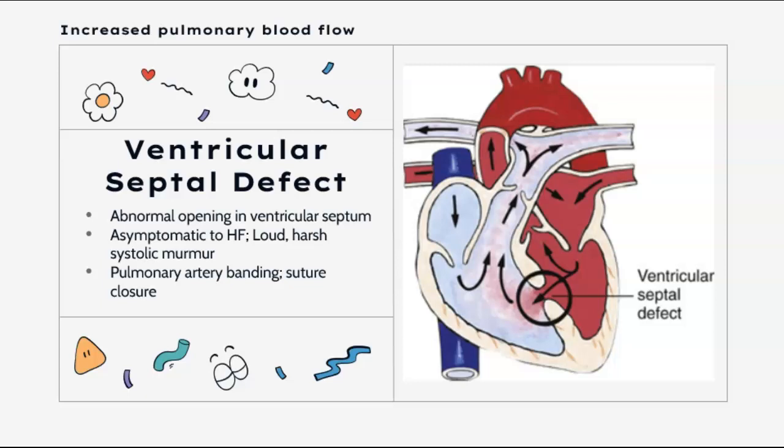Treatment: some of these VSDs can close spontaneously. Palliative treatment is a pulmonary artery banding, where a band is placed around the main pulmonary artery to decrease pulmonary blood flow. And others might require open heart surgery using sutures to close the defect or a Dacron patch that is sewn over the opening.